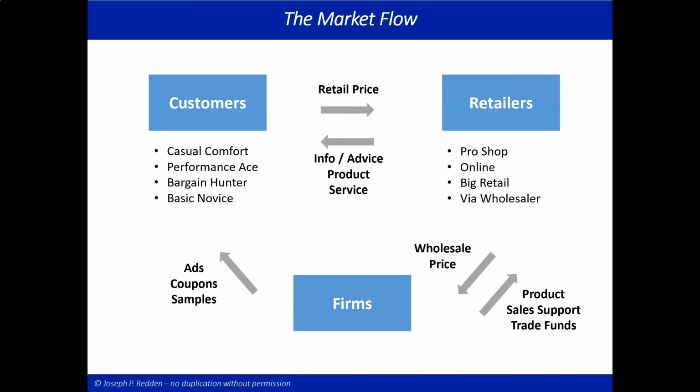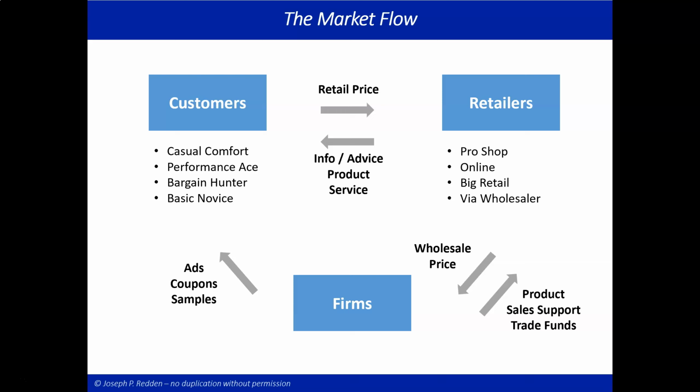So the retailer will pay a wholesale price to the firm to get the product. In exchange, the firm provides the product. They provide a sales team and sales support, such as displays for advertising the product, how to educate the retailer's employees, and so on, as well as trade funds. These are dollars the retailers can use to promote that firm's product in their store.